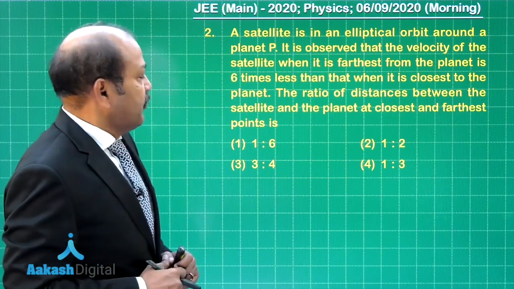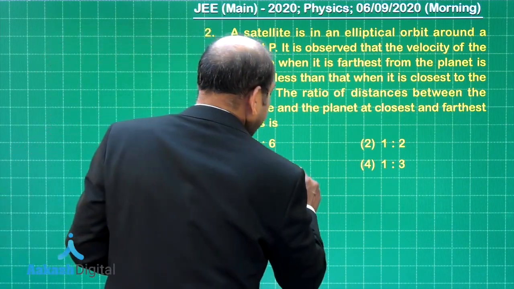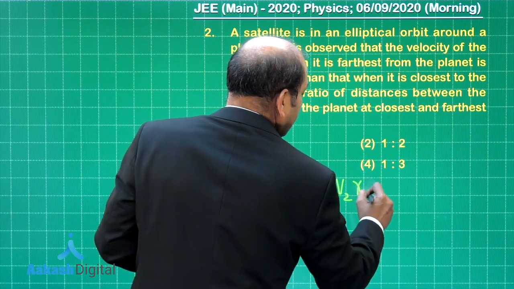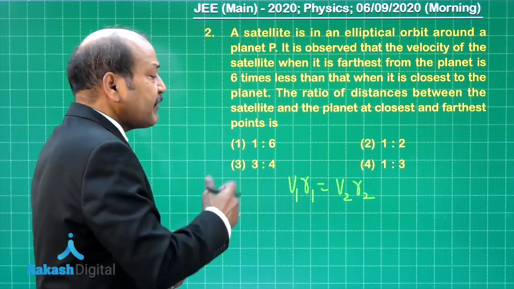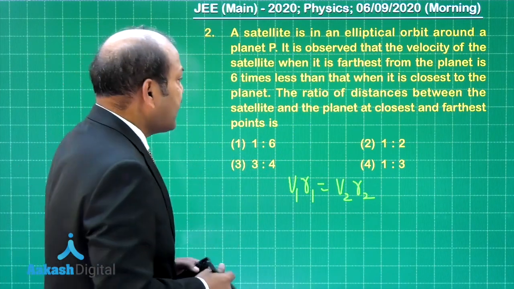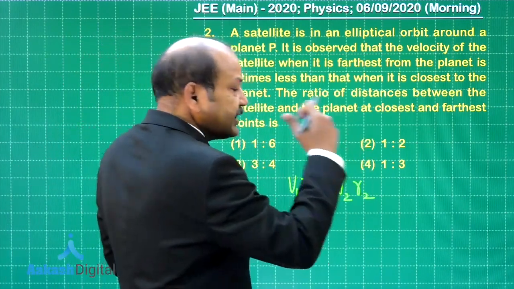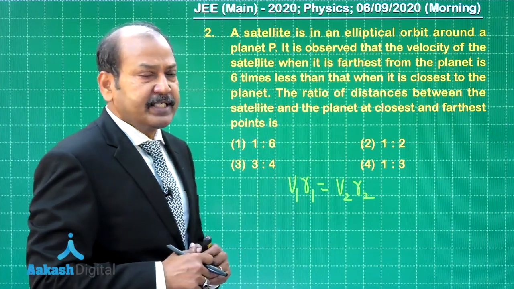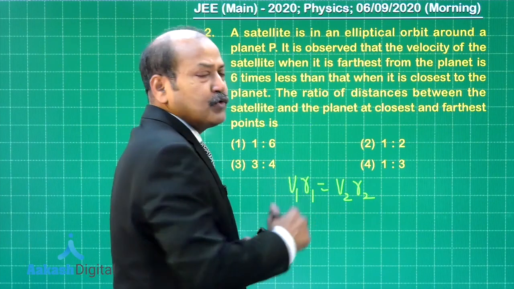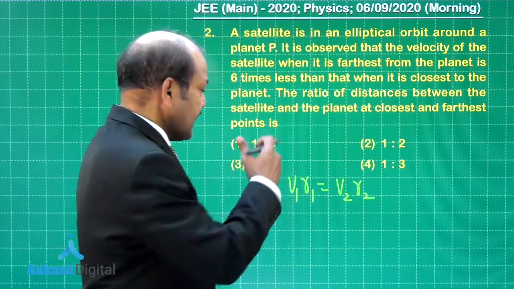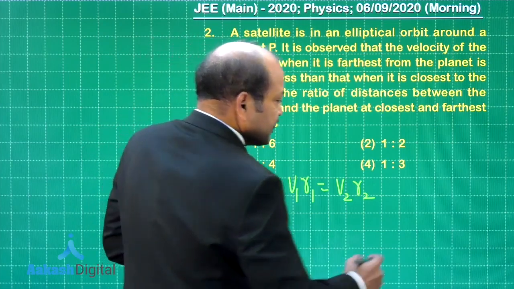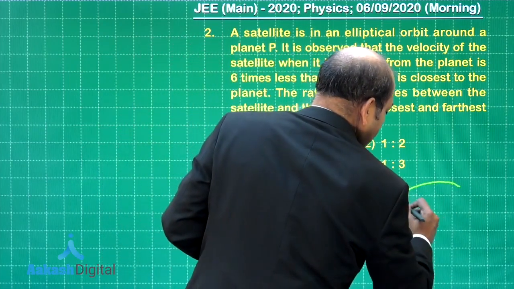So, that being so, we can say here that V1 R1 is equal to V2 R2. Okay? R1 and R2, let's say, are the nearest and the farthest distances of the satellite from the planet, and V1 and V2 are the speeds at these values of separation. Let me draw a diagram also. The diagram will make it more clear.